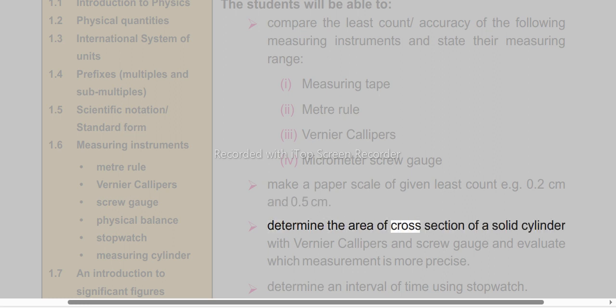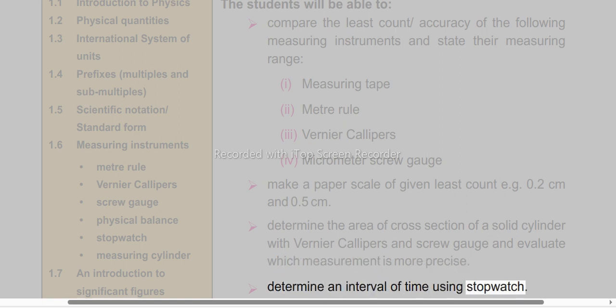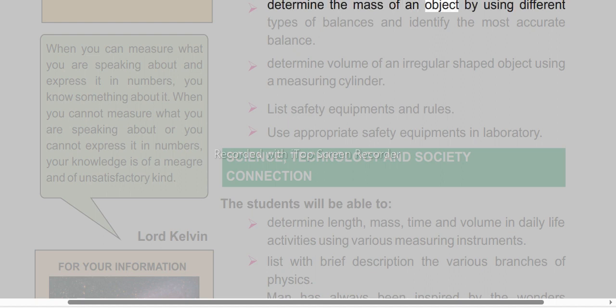Determine the area of cross-section of a solid cylinder with vernier calipers and screw gauge and evaluate which measurement is more precise. Determine an interval of time using a stopwatch. Determine the mass of an object by using different types of balances and identify the most accurate balance. Determine the volume of an irregular-shaped object using a measuring cylinder. List safety equipment and rules. Use appropriate safety equipment in the laboratory.